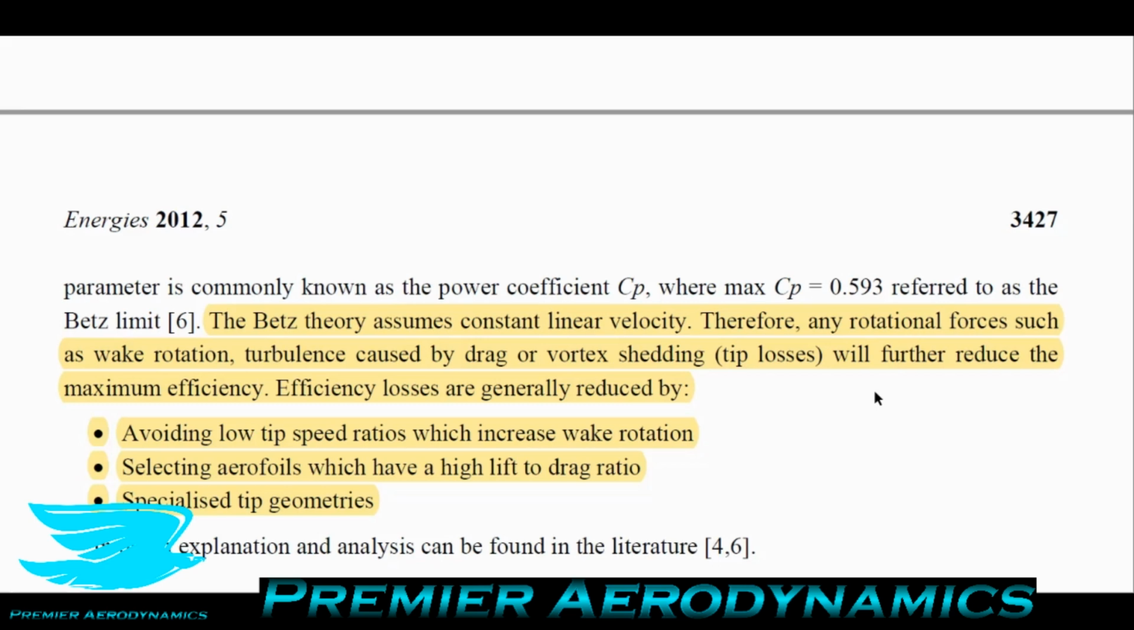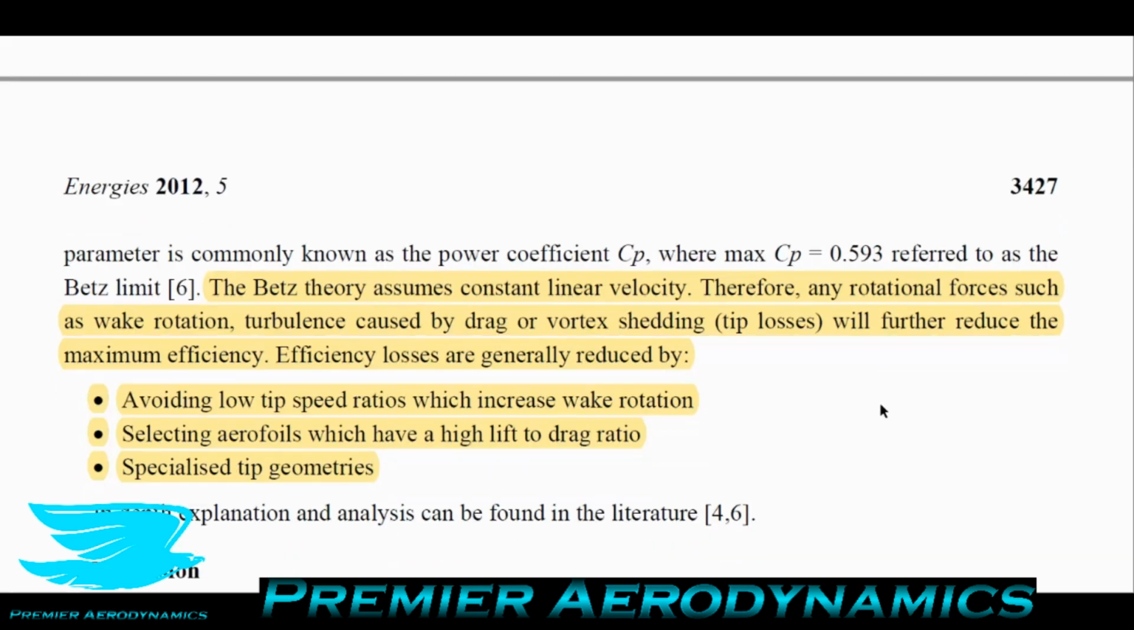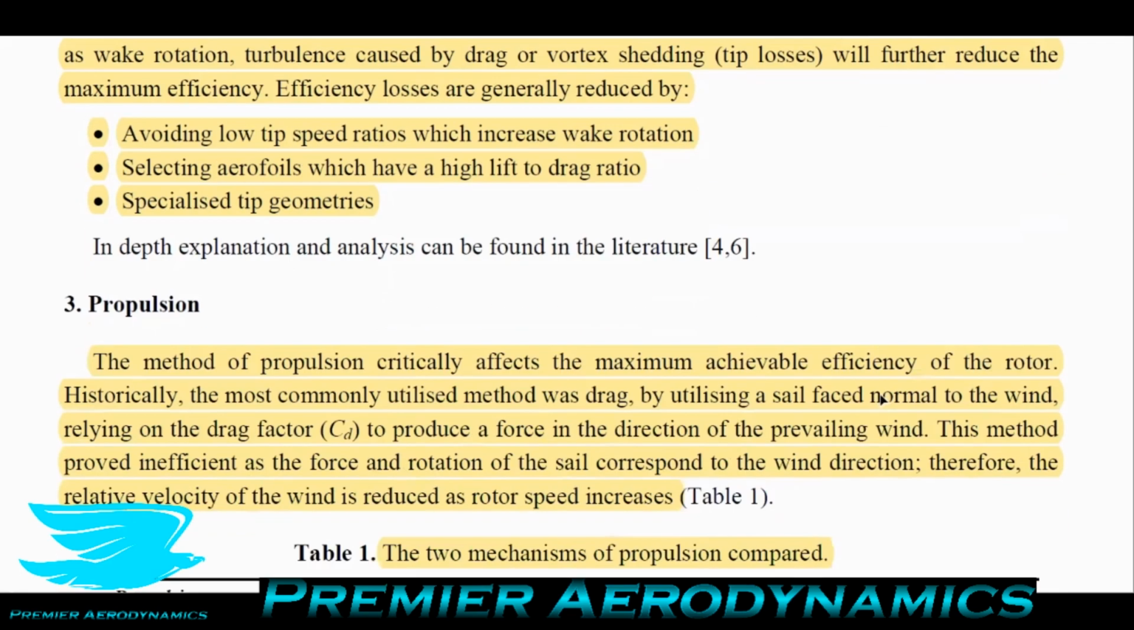They say that energy efficiency losses are generally reduced by avoiding low tip speed ratios. We'll get into what that means later on, because these low tip speed ratios increase the wake rotation. They also say selecting airfoils which have a high lift to drag ratio, which makes sense. Again, we're going to cover that. And specialized tip geometries, again, to reduce the vortex shedding and the drag. And we'll get into that again.